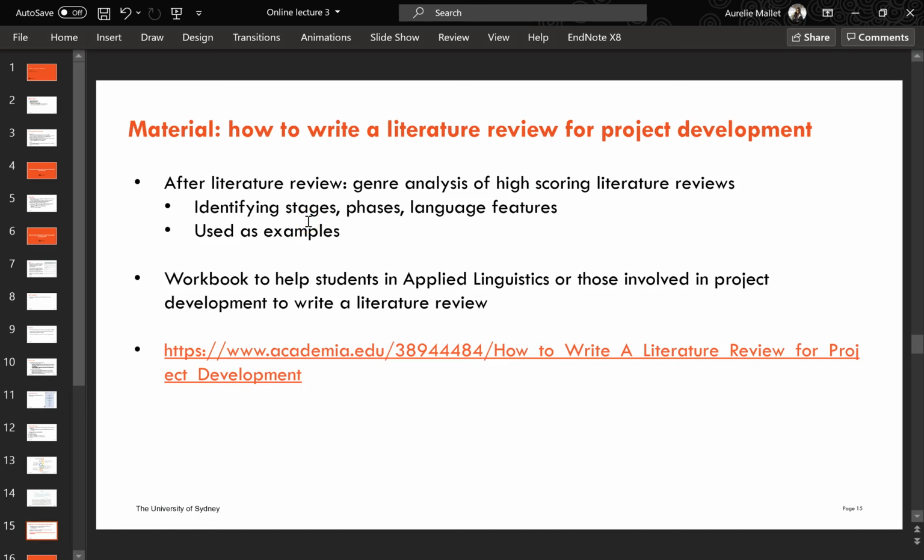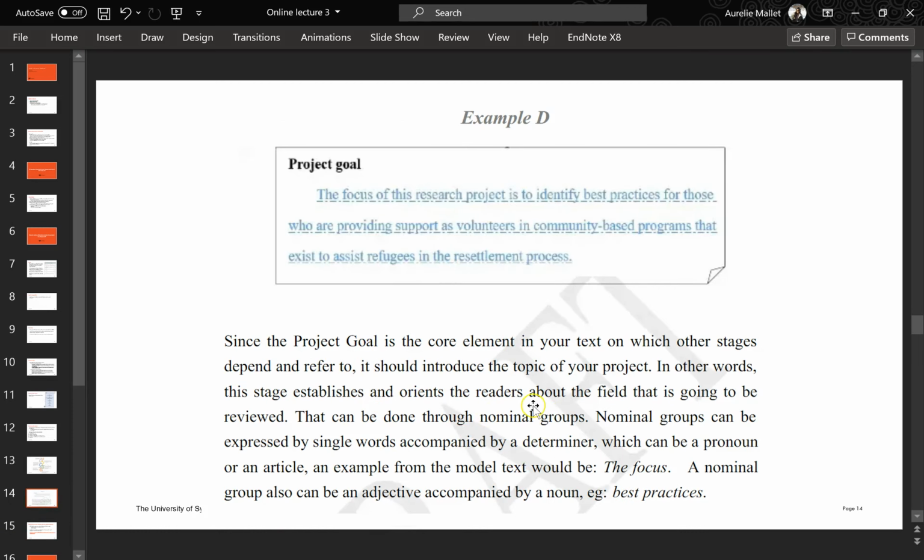So how did they come up with those stages and language features? They came up with that by doing a genre analysis. So they used examples of high scoring students. These are actual examples of what students have written, and these students got high scores for their literature reviews.